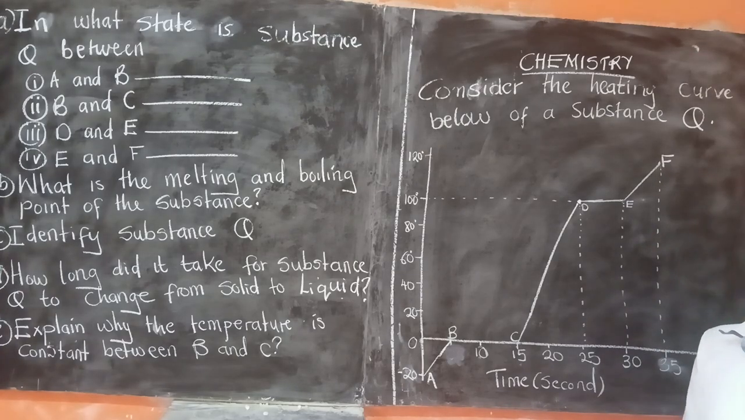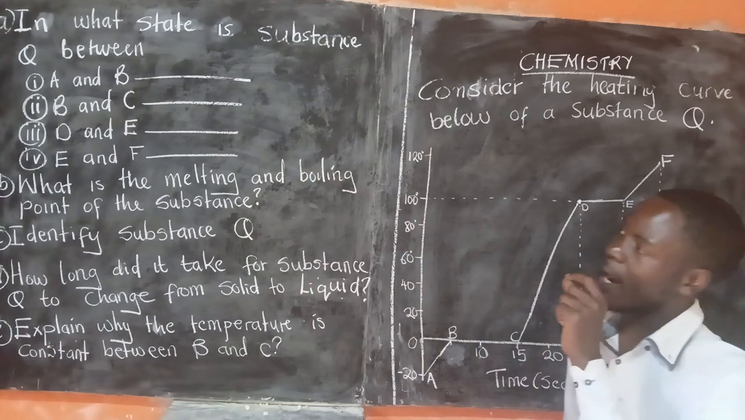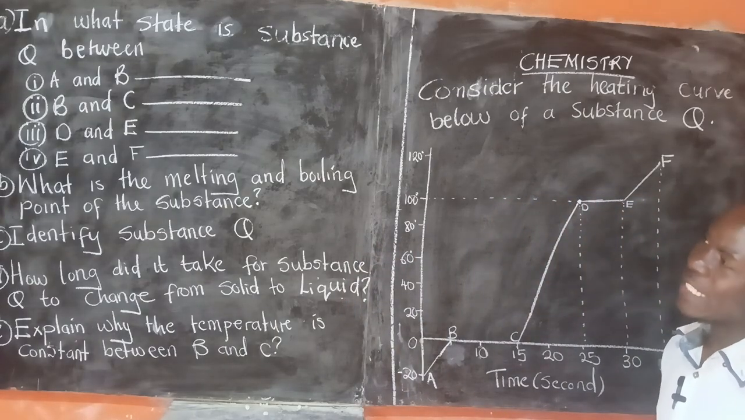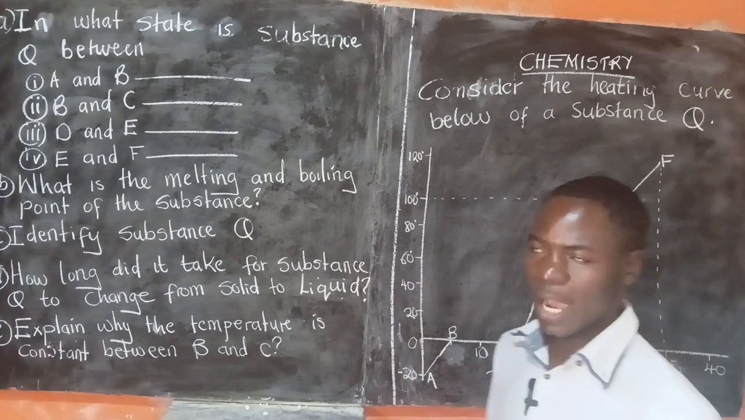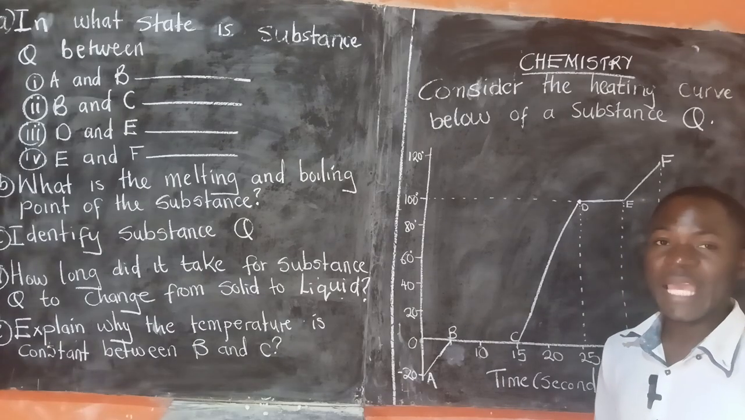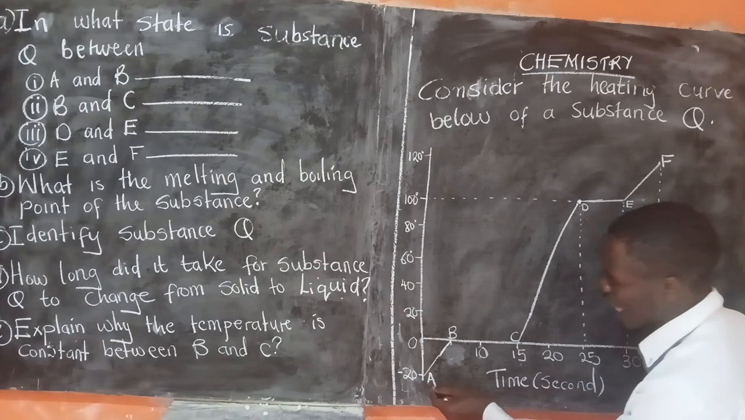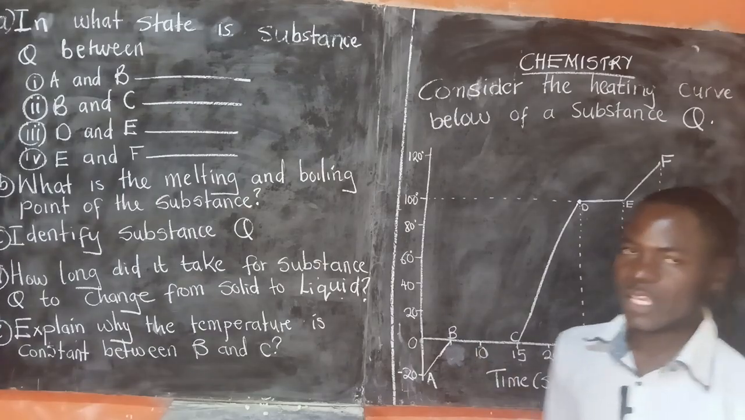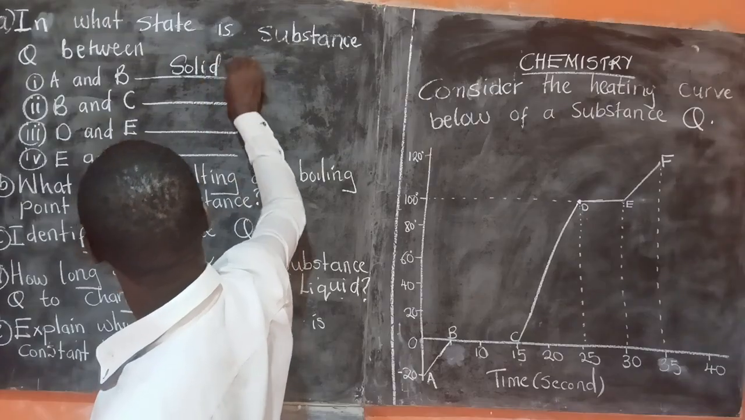Now we must understand the four questions, the way they are being asked. Number 1, they're saying, in what state is substance Q between A and B? So we must understand the state of matter from A to B. This state is the solid state, so we are going to write solid state.